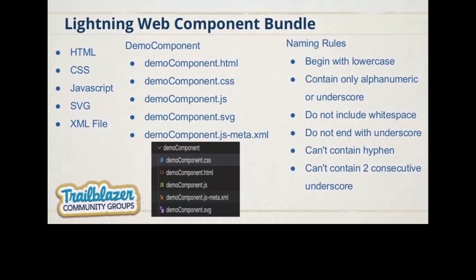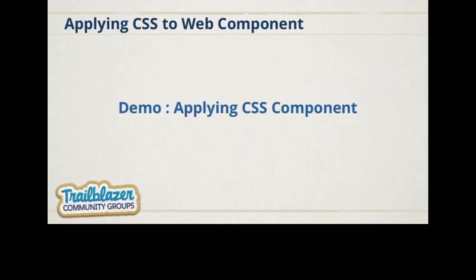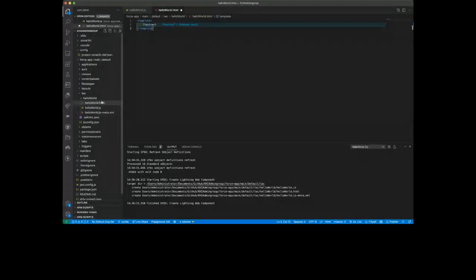All right, the next slide. So this is the hello world component. We already created this hello world component, but the next thing I'm going to do is apply CSS to it. And how can you do that? Coming back to VS Code, as you can see, we do not have any CSS file here. So how are you going to do that?